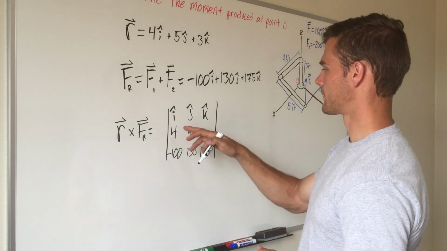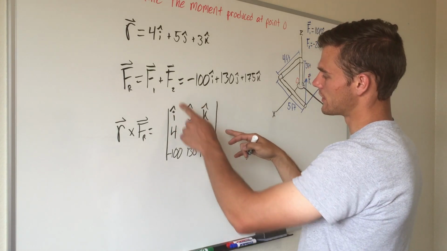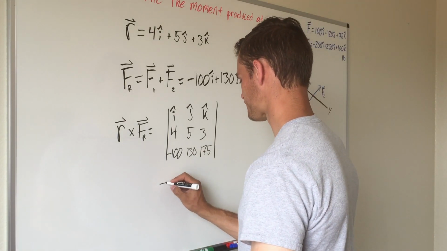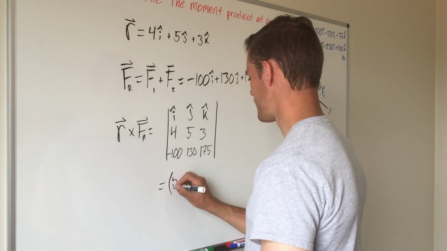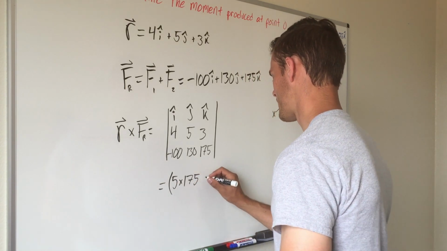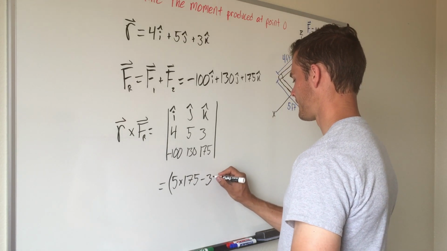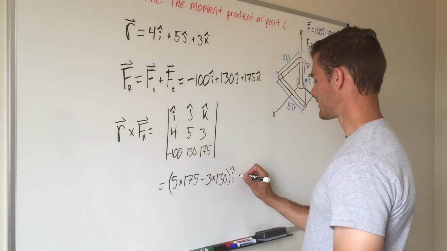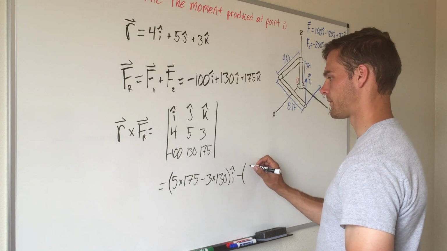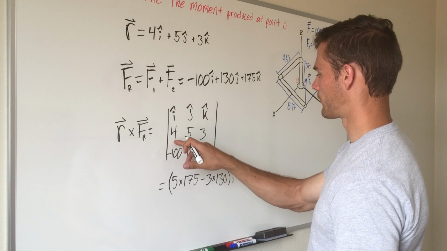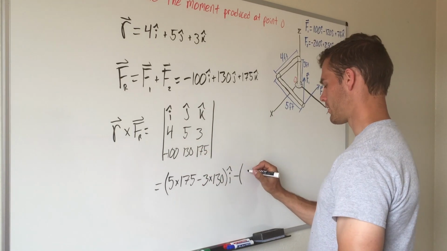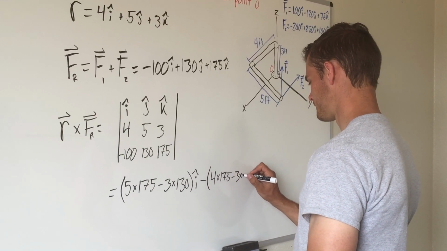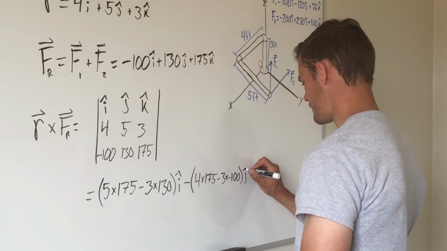But what we'll do is for our I component, we're going to cross out this row and this column. We're going to multiply 5 times 175 minus 3 times 130, and that's in our I direction. So we're going to minus our J component. We're going to cross out this row and this column. We're going to do 4 times 175 minus 3 times negative 100. And that's in our J direction.